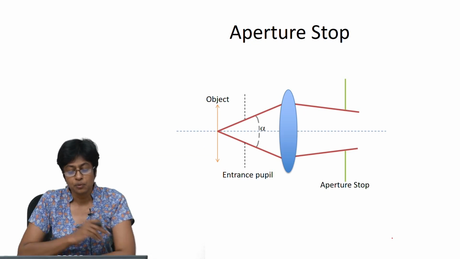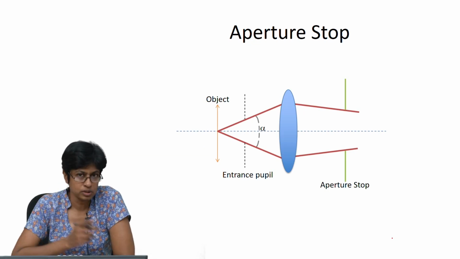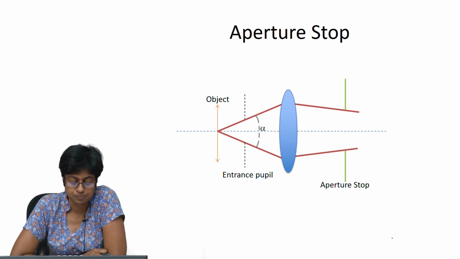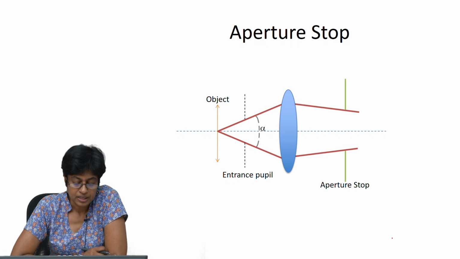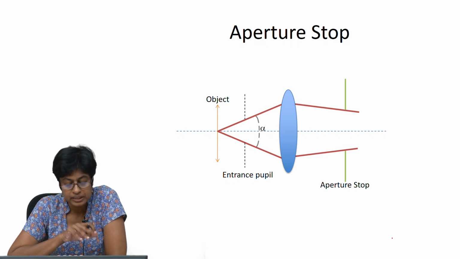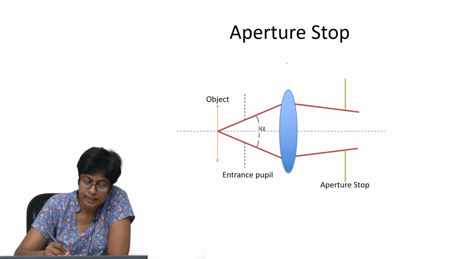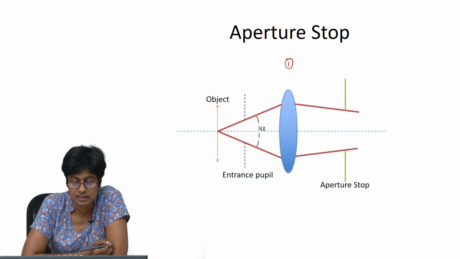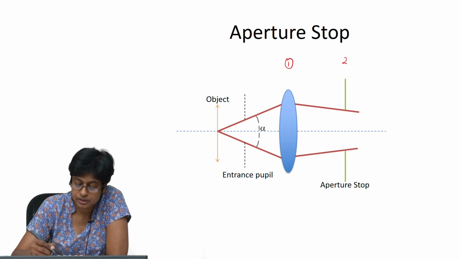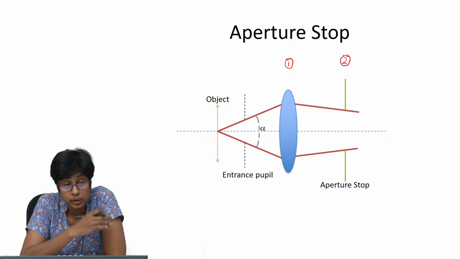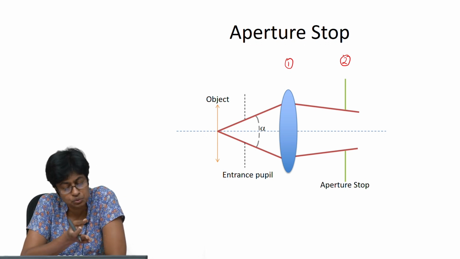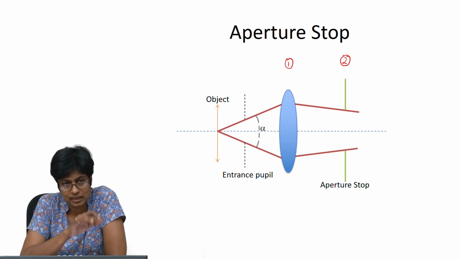Okay. Now, let's explore this concept of the stop a little more. Assume I have a single lens as shown in this diagram. Now, this is a simple system. It consists of 2 elements. I have one element with power, this lens, and I have this aperture here which has no power. That means it only blocks light or allows light through it. It does not bend the light that's traveling across it.